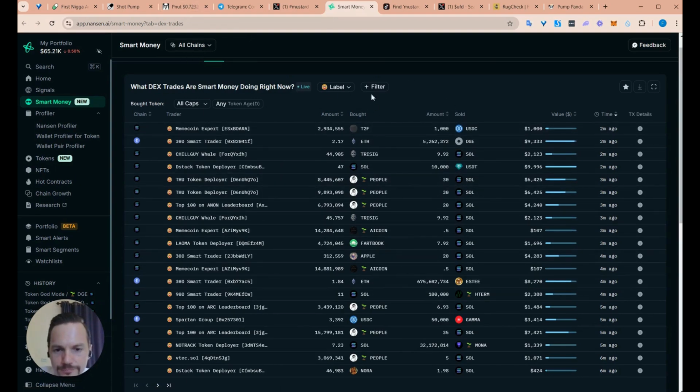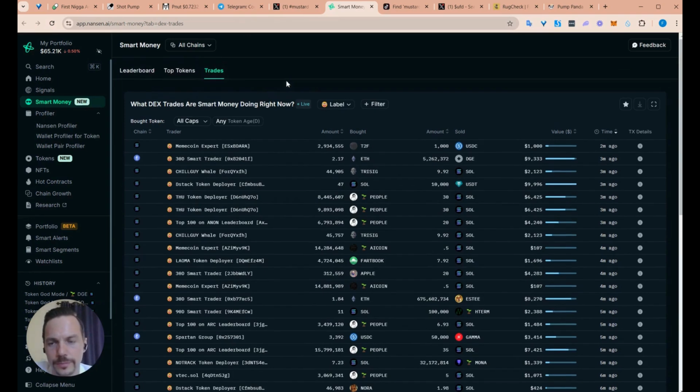As I said, we already have filters in the PumpPanda group. But feel free to check out the platform and experiment around here. We have multiple tiers. There's also a free one. I don't know if that's included in the free one, but you can take a look.